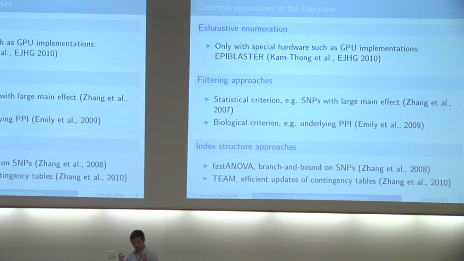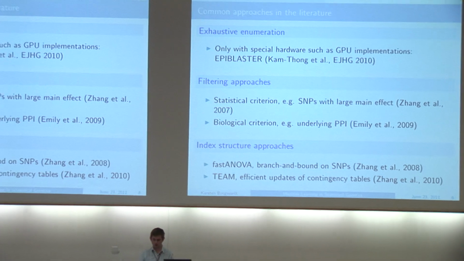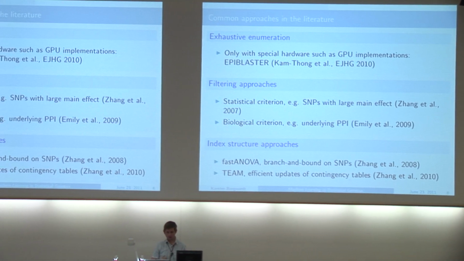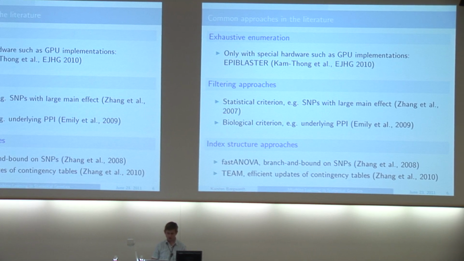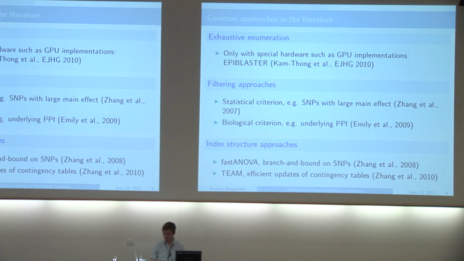A biological filter is typically defined via biological networks. Here, you only look at those pairs of SNPs that are in close proximity to genes that are known to interact from the biological literature. So that's the biological way of filtering SNPs and of reducing the number of pairs that you look at.